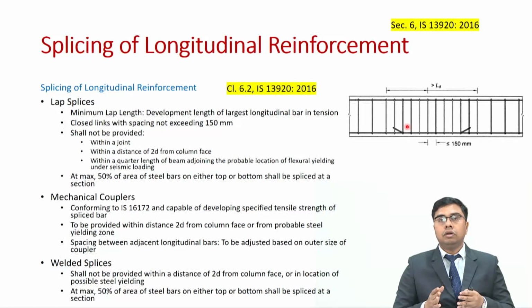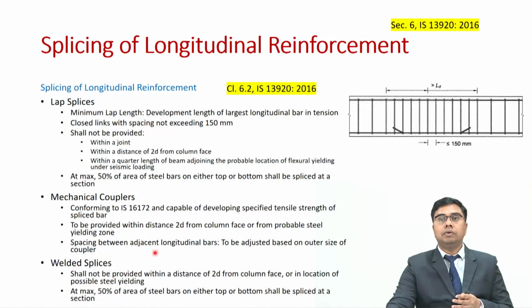Further, if your longitudinal reinforcement is larger, say 32 mm dia or even larger, in case of girders and all, they are not very common in buildings, then in that case you can use, or you should be using, mechanical couplers. These mechanical couplers should conform to IS 16172 and be capable of developing a specified tensile strength of the spliced bars. Then these can be provided within a distance of 2D from the column face. You can provide them, that is not a problem, as in the case of lap splices.